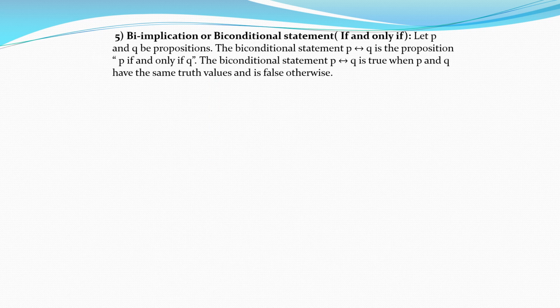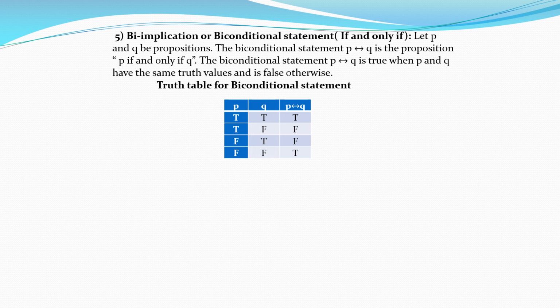Now, the last is biimplication or biconditional statement. Now, the word bi stands for two. So, biimplication means it is two-way implication. Now, P and Q, these are two propositions. The biconditional statement denoted in this way, both way arrows are there, is the proposition P if and only if Q. The biconditional statement P if and only if Q is true when P and Q have the same truth values and is false otherwise.